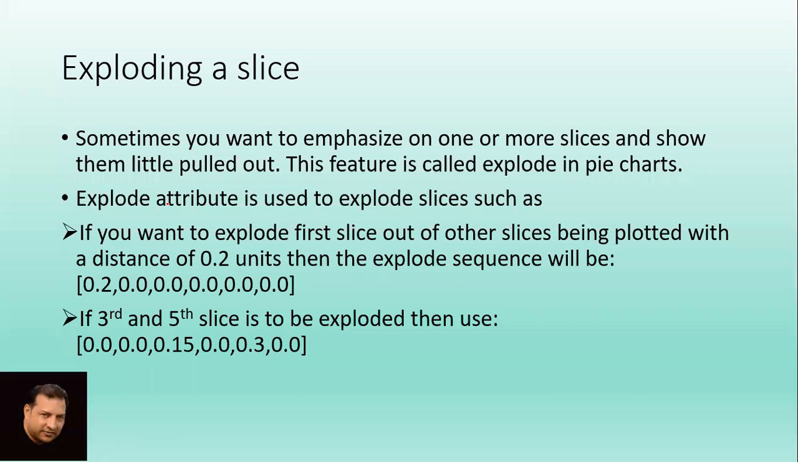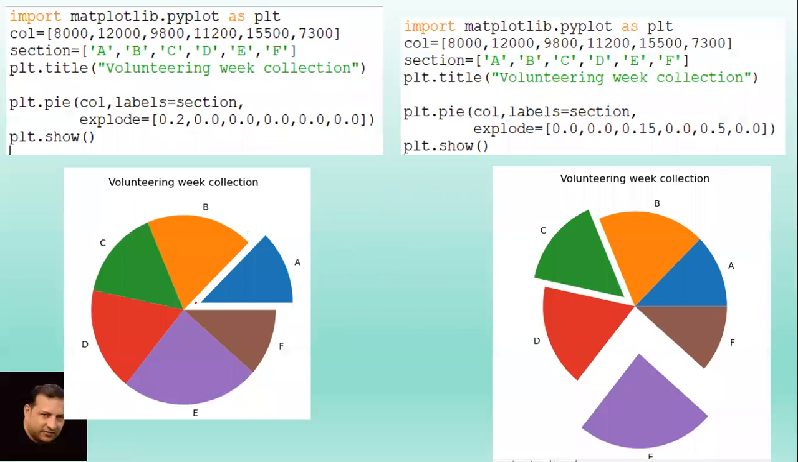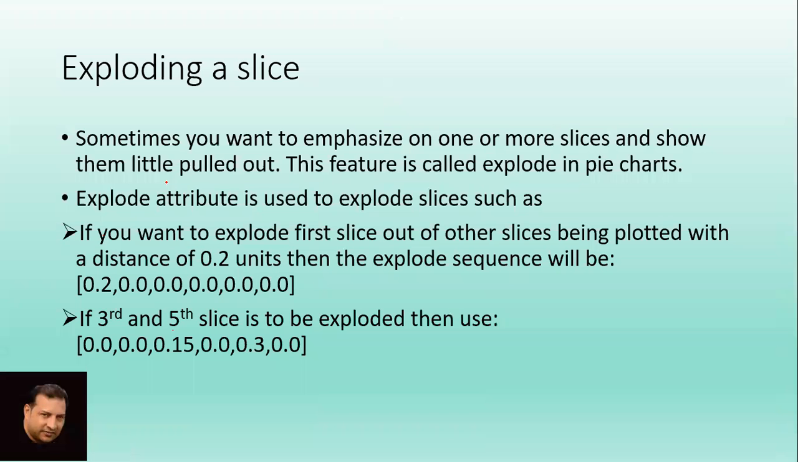Next, now this is the last topic. Exploding the slice. Now let me show you first what is exploding. See, this is exploding. A part is pulled apart. This is called exploding. Sometimes you want to emphasize one or more slices and show them pulled out a little. This feature is called explode in pie charts.